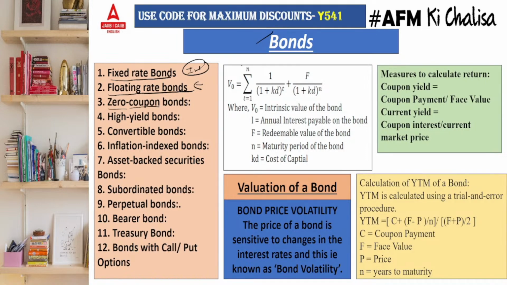Zero coupon bonds mean no interest involved. What you do is you issue at a discount and redeem at par. Issue at discount means if it is of 100 rupees, you issue at 90 and pay 100. So this 10 rupees is actually the hidden interest. So we call it zero coupon, zero interest bonds. High yield bonds, also called junk bonds. These have a lot of risk but they also give huge rewards if they materialize. They are called high yield bonds. Convertible bonds means the bonds which can be converted into equity.